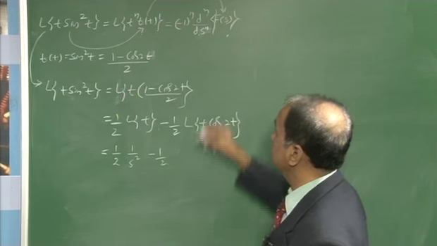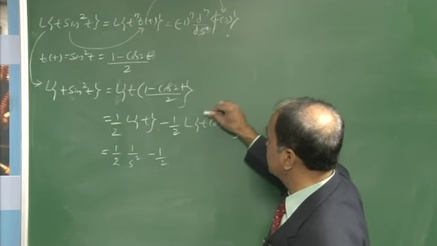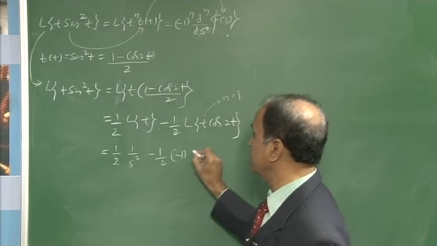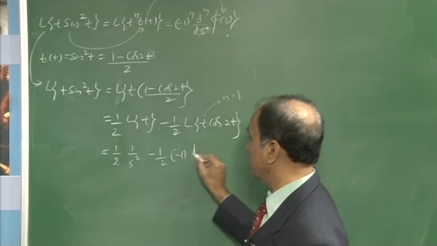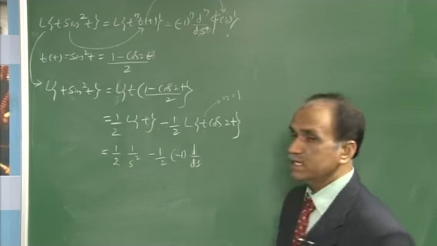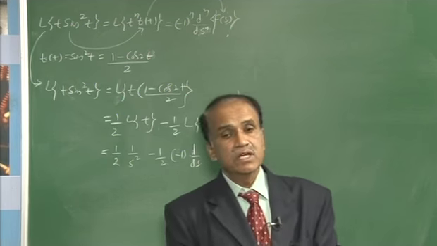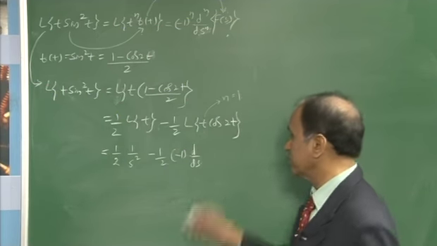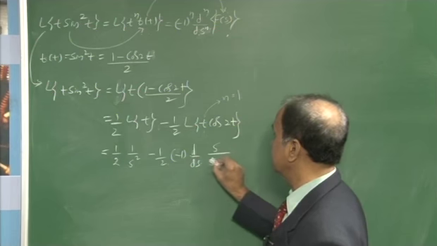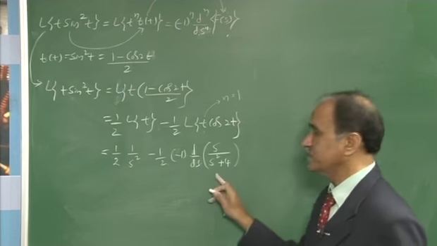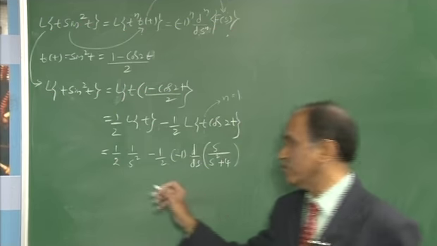L of t into cos 2t means this formula takes, and here this gives us n is equal to 1. Therefore, minus 1 to the power 1 and d by ds, then cos 2t. Directly F(s) for cos 2t, that is the Laplace transform of cos 2t, will be reduced to F(s). It goes like this: s divided by s square plus 4. Now you have to differentiate this one by the u by v formula.